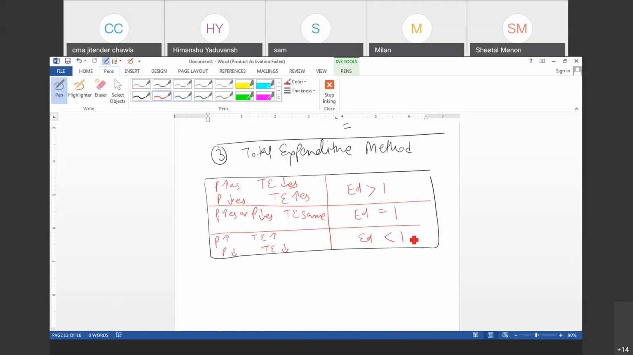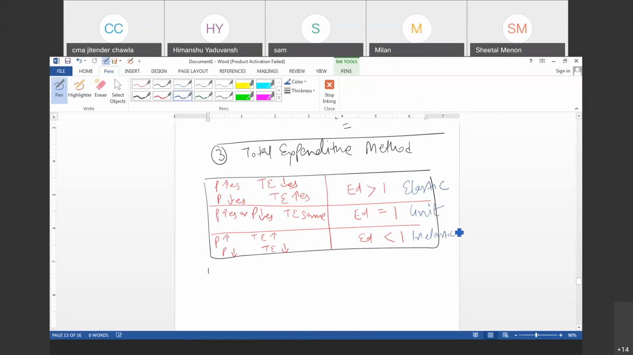If price and total expenditure have an inverse relation, then elasticity of demand is more than unit. If price increases or decreases but total expenditure remains the same, then elasticity of demand equals 1. That is unit elastic. We call it elastic, we call it unit elastic, we call it inelastic.